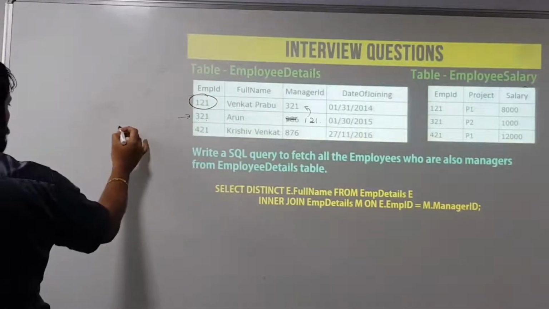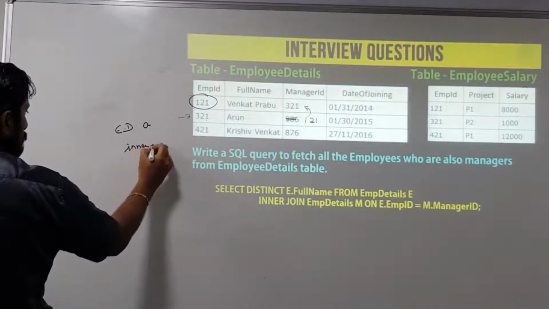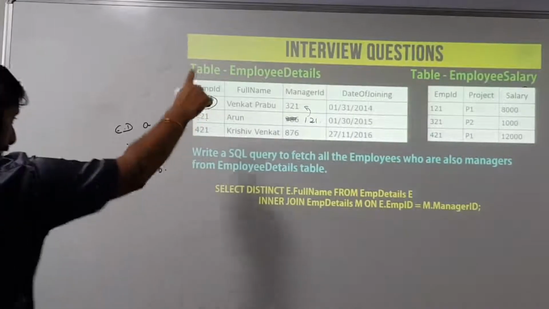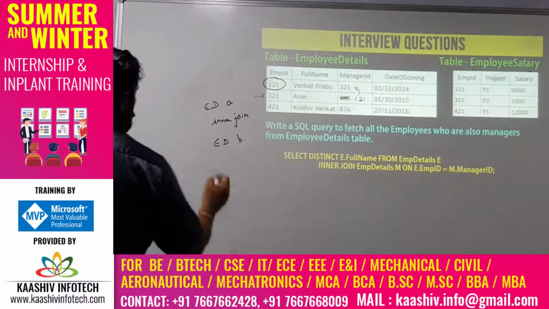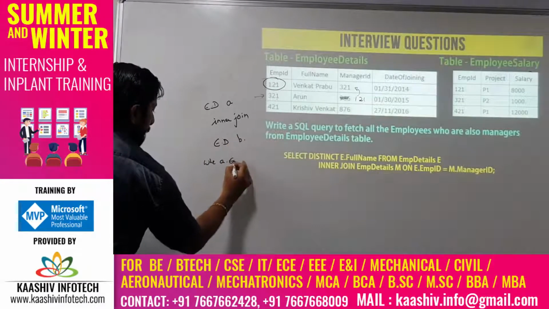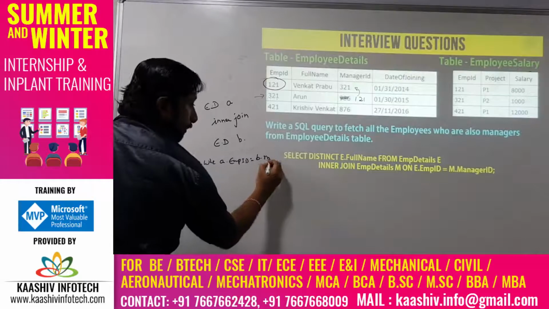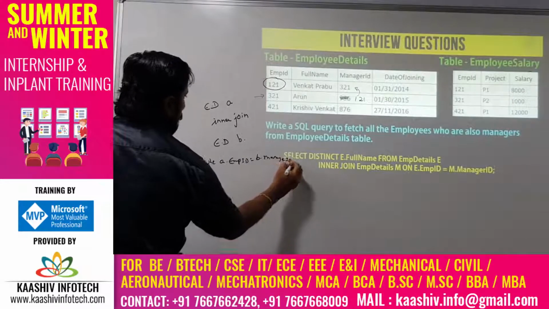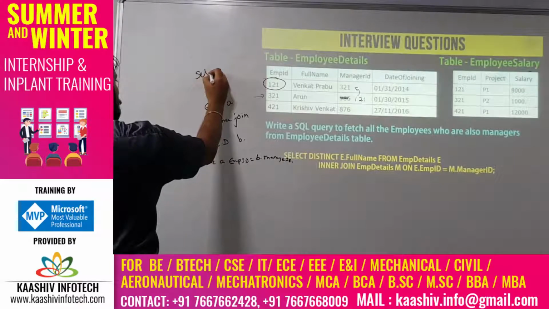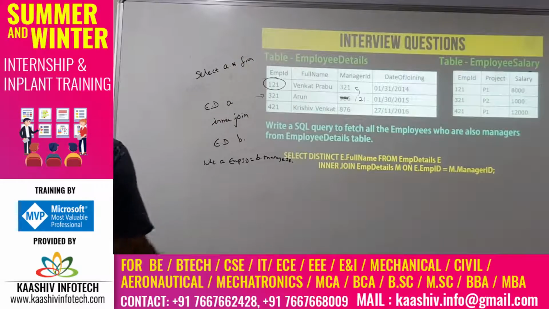So employee details A inner join employee details B. The same table I need to join. On joining, where A dot employee ID is equal to B dot manager ID. I need to fetch all the employees. Select A dot star from. That's it. This is the question.